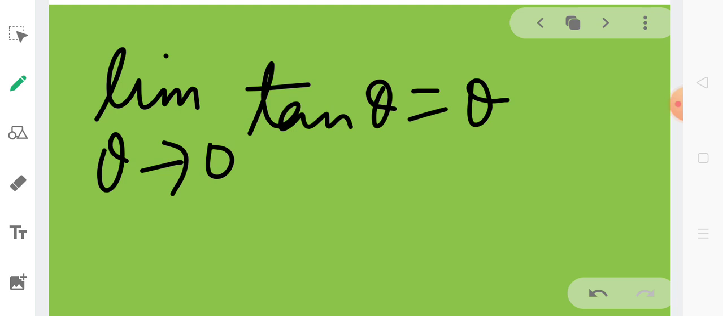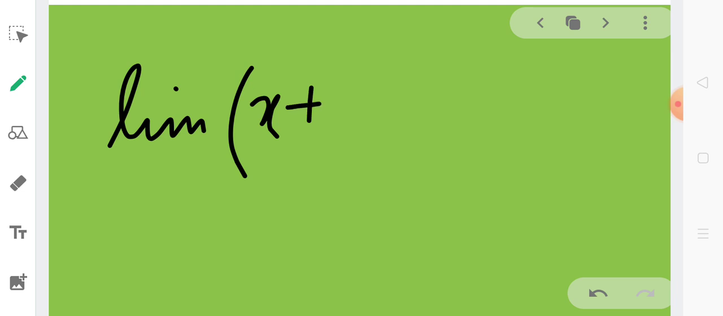Now in the same expression, I will do one thing. Limit theta tending to 0, if tan theta is divided by theta, then the expression will become equal to 1. This is the modified thing that I am going to write down: tan theta by theta is equal to 1.